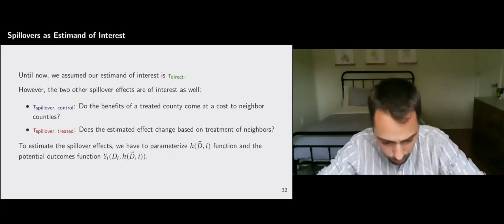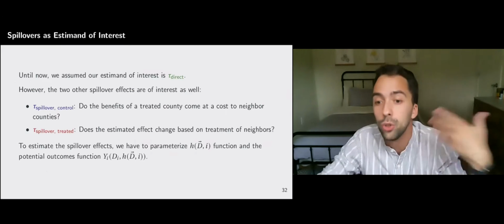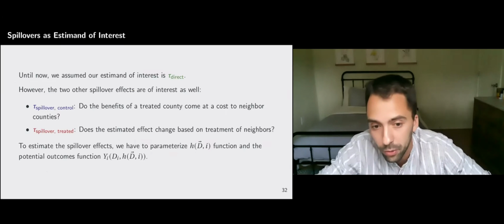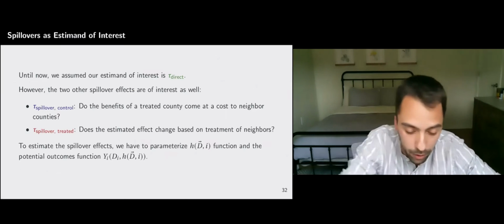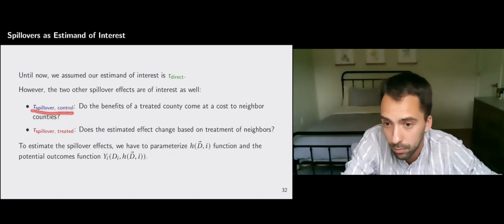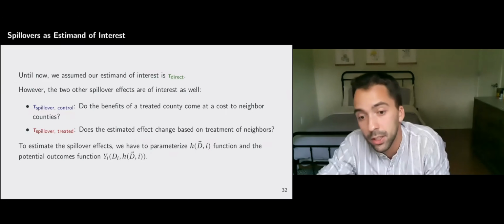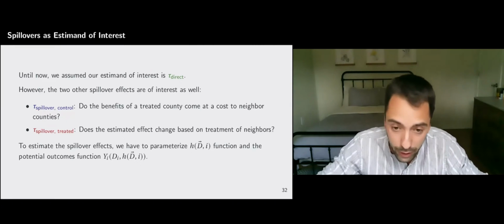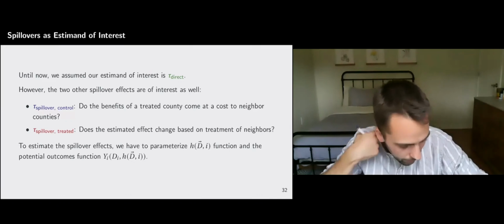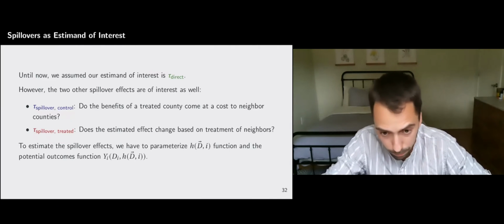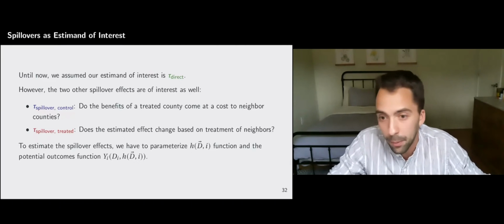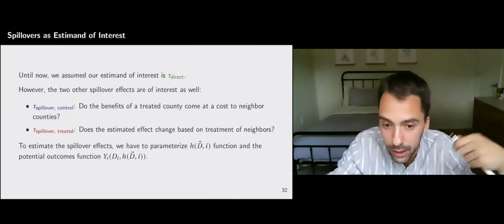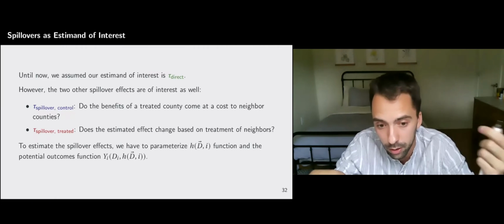Now I ask the question: what if you actually care about the spillover effects themselves? You don't just want an unbiased estimate of the direct effect. For example, if you're a state and you care about all the counties, not just the treated counties, you probably care about the spillover effect on the control units. Do the benefits of the treated counties come at the cost of neighboring counties? Are you just moving economic activity around when you invest in a place, or are you generating new activity? You might also care about the spillover effect on the treated units. For example, if I'm a particular county thinking about implementing a policy, I want to know the direct effect, and also how the direct effect changes based on the number of nearby units that are treated.